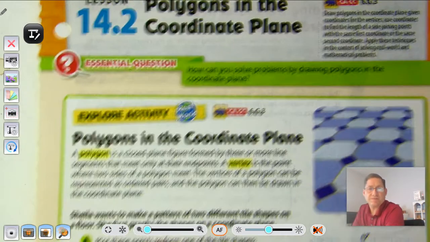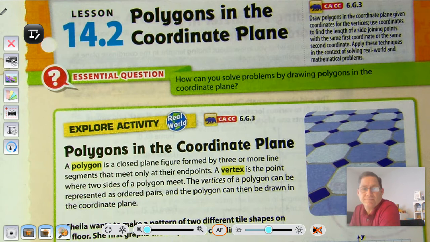Hello everybody. So let's continue with Module 14, Lesson 14.2, Polygons in the Coordinate Plane. And our essential question is, how can we solve problems by drawing polygons in the coordinate plane? And we're on page 409 of the 6th grade Go Math middle school textbook.